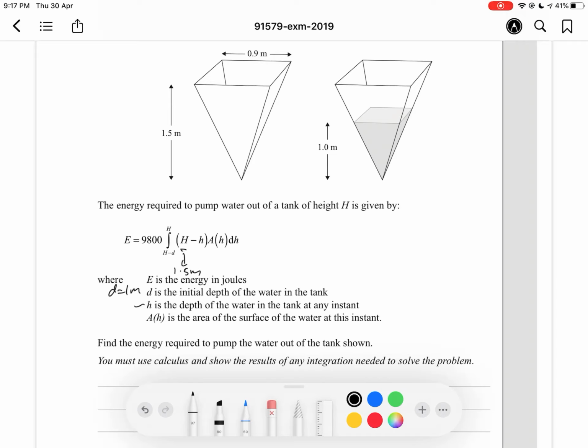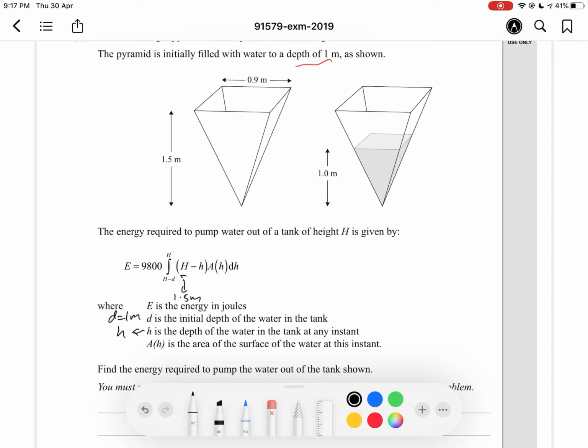Alright, so H we do not know. H is the depth of water at any instant. We do not know that. And A of H is the area of the surface water at this instant. So the area of the surface of the water is actually this square here. So we need to find out the length of this square here.